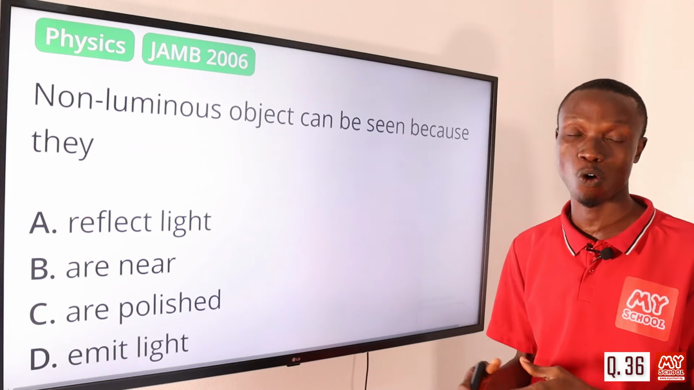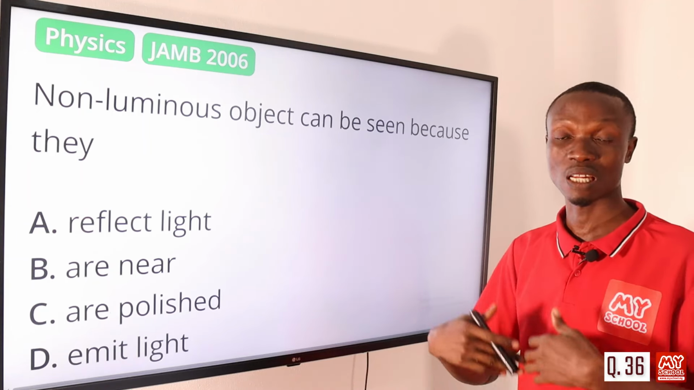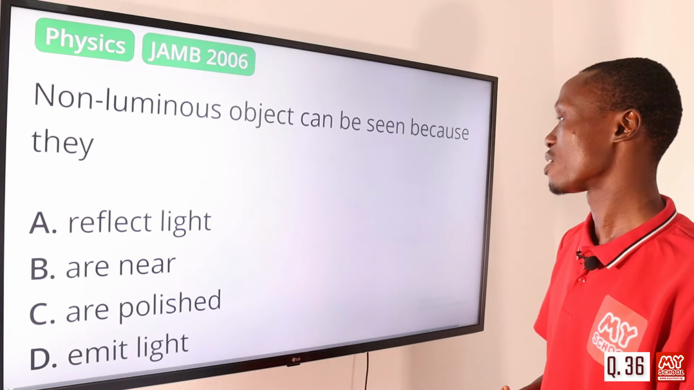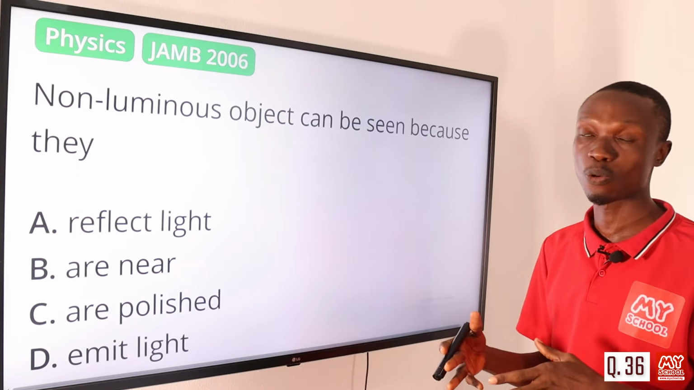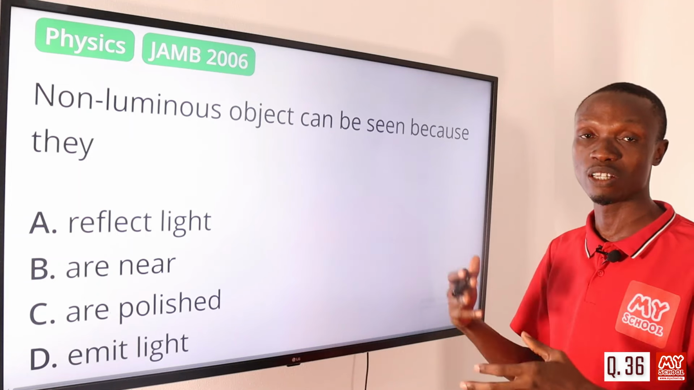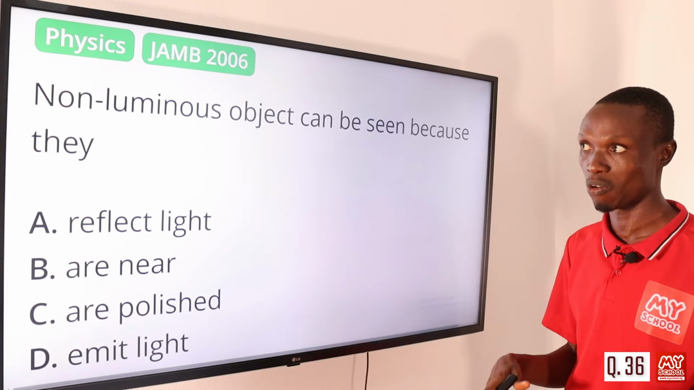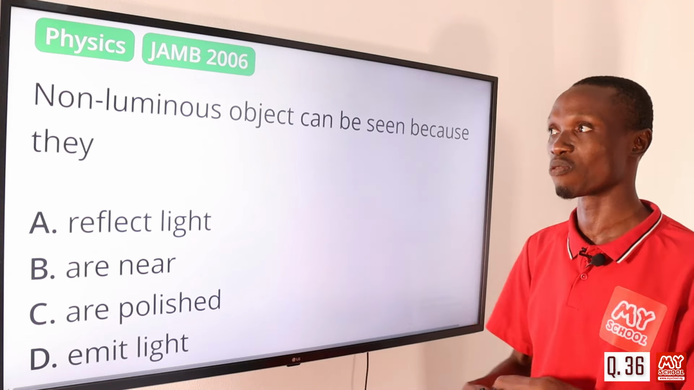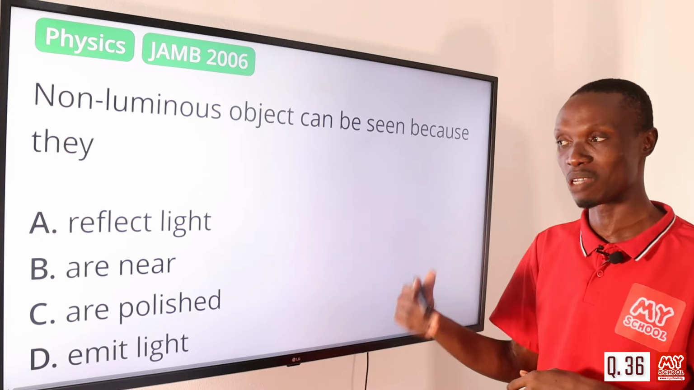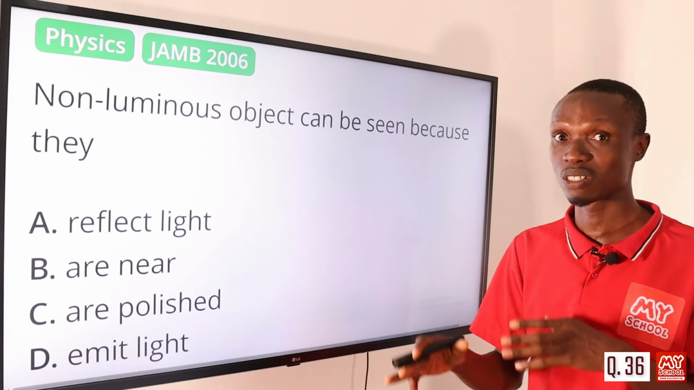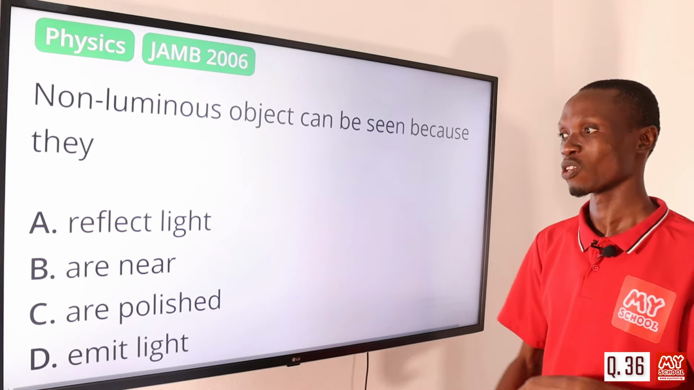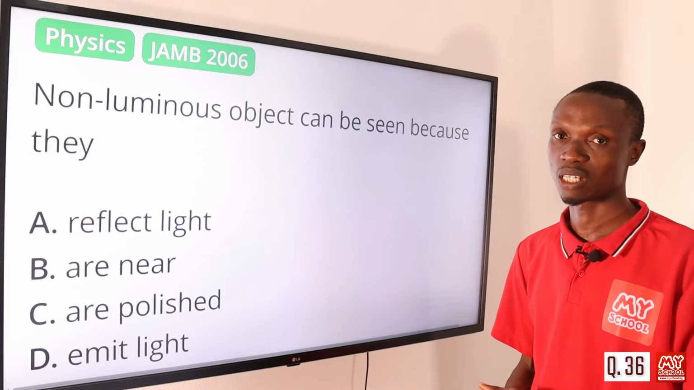For example, the sun is an example of a luminous object. The sun produces light by itself. It doesn't depend on anything to cause it to produce light. So non-luminous objects do not produce light, but they have the ability to reflect light, and it is because of this ability to reflect light that allows us to see them. So the answer to this question is option A, reflect light. Non-luminous objects can be seen not because they emit light, but because they reflect light. It is this reflection that makes them visible to us and helps us to see them. So the correct answer to this question is option A, reflect light.